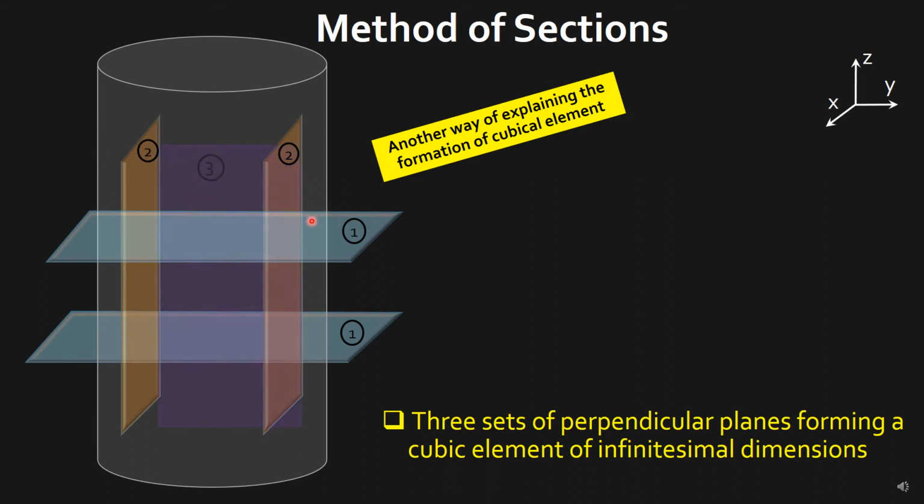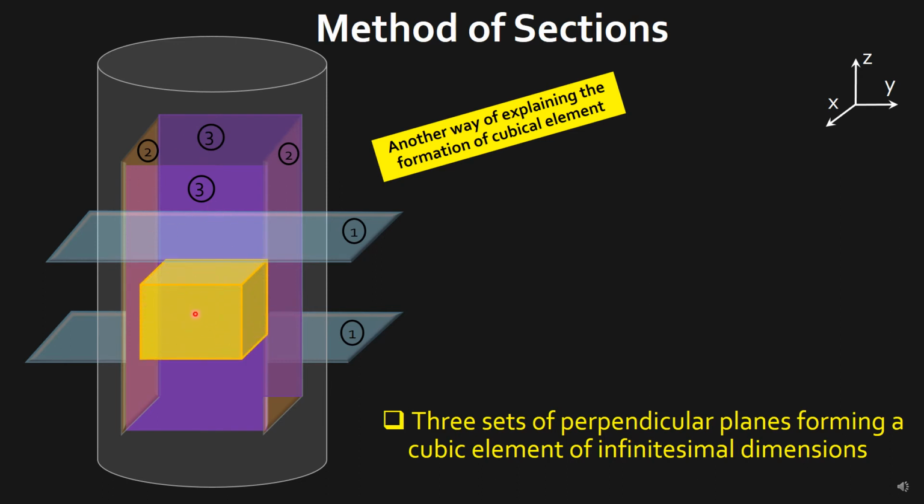Now we'll pass plane number three, which is parallel to zy. As there will be sets of parallel planes, there will be another plane number three. Now you can see that in this body you will have this small cubical element. With this diagram, you can easily see how a cubical element can be sliced out from a body.